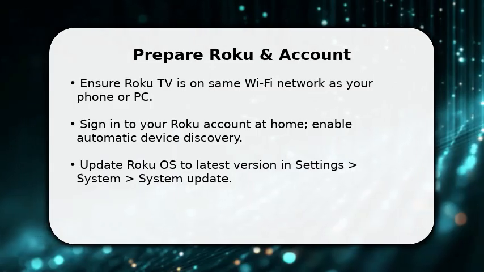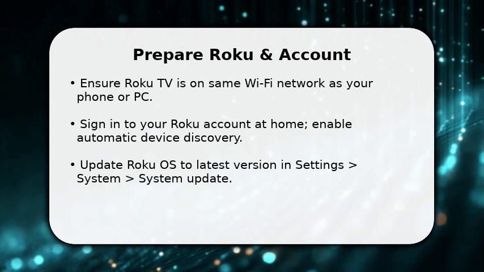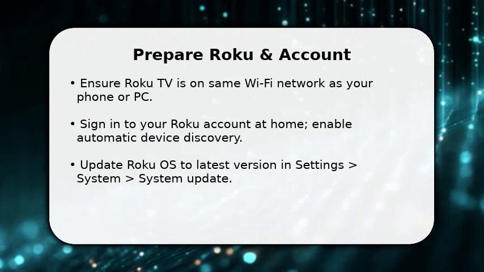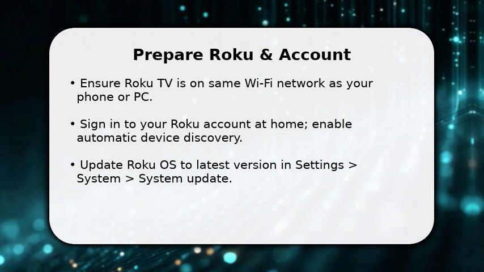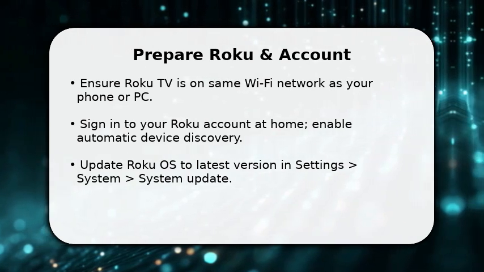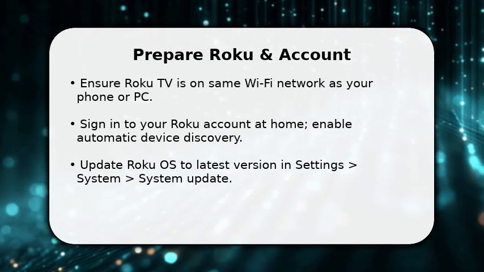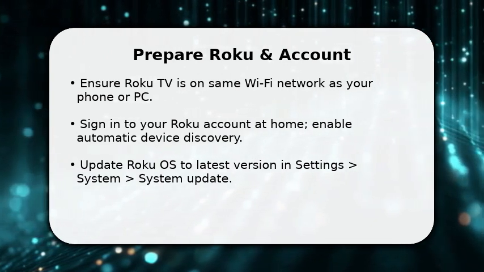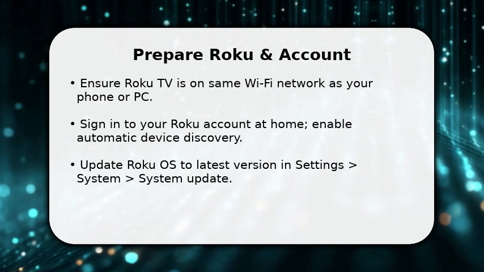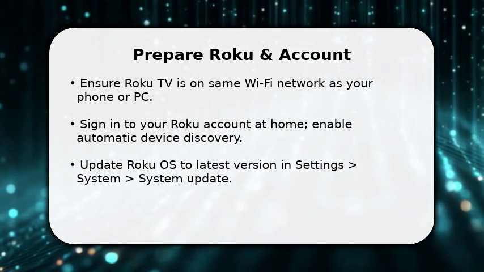You start by confirming prerequisites. Your Roku TV and device share the same Wi-Fi, and your Roku account is active. Once done, update the Roku OS from settings to avoid incompatible screensaver options. This prevents glitches. Next, open the Roku channel store on the TV or Roku mobile app.